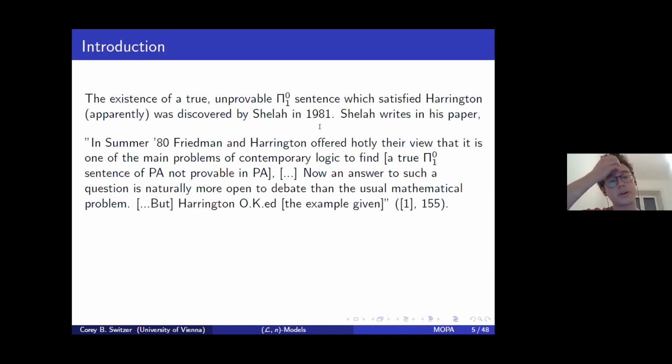And in the paper, he says this: in the summer of 1980, Friedman and Harrington offered their view that it is one of the main problems of contemporary logic to find a true Π^0_1 sentence of PA not provable in PA. Now, an answer to such a question is naturally more open to debate than the usual mathematical problem. But Harrington okayed this example that he gives.